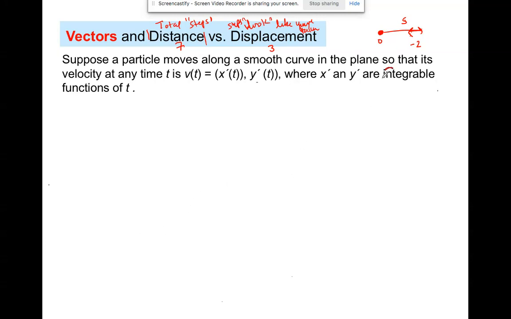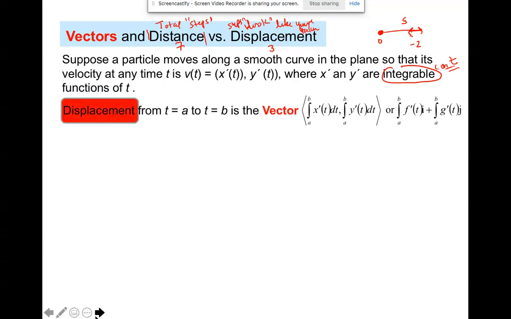So notice that I'm now talking about integrable functions, which again don't have to be differentiable, but they do have to be continuous. The displacement from time equals A to B is a vector, a vector of 2 integrals, that I can have in component form, or I can put it in i j form. Again, it doesn't matter how you write it, as long as you can read it either way.